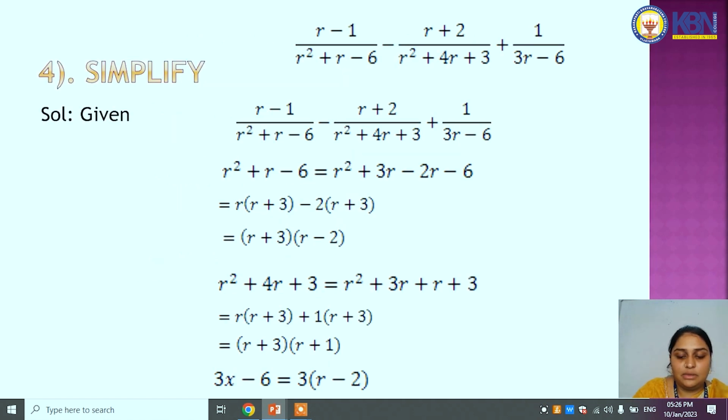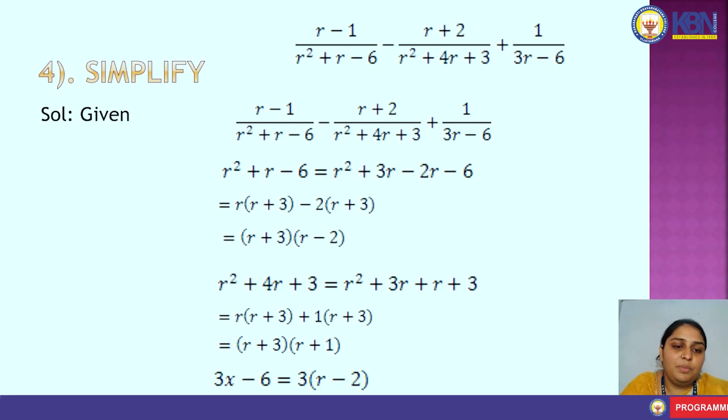Similarly, we can solve the next problem, that is simplify r minus 1 by r square plus r minus 6 minus r plus 2 by r square plus 4r plus 3 plus 1 by 3r minus 6. Now write the given expression first. Now we have to simplify this fraction.